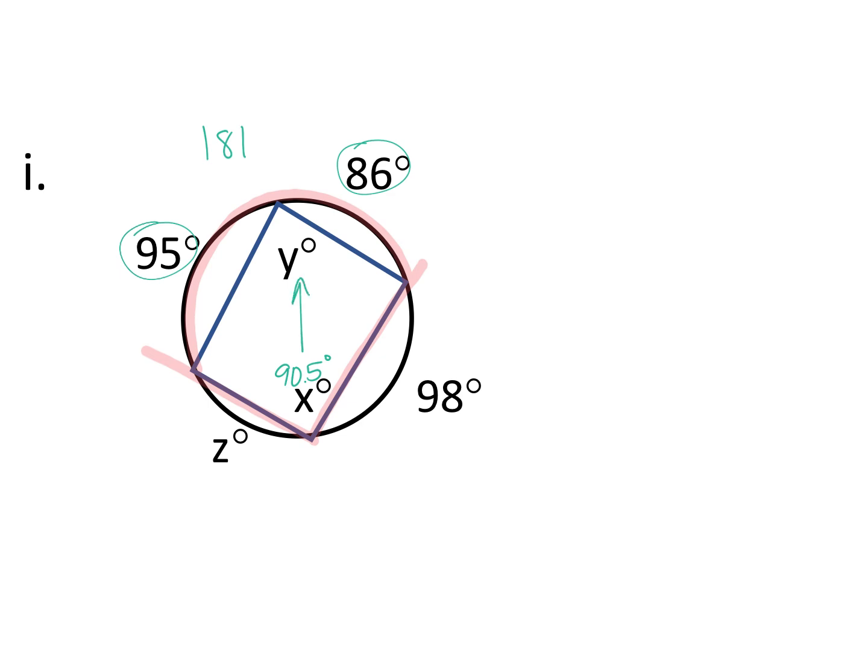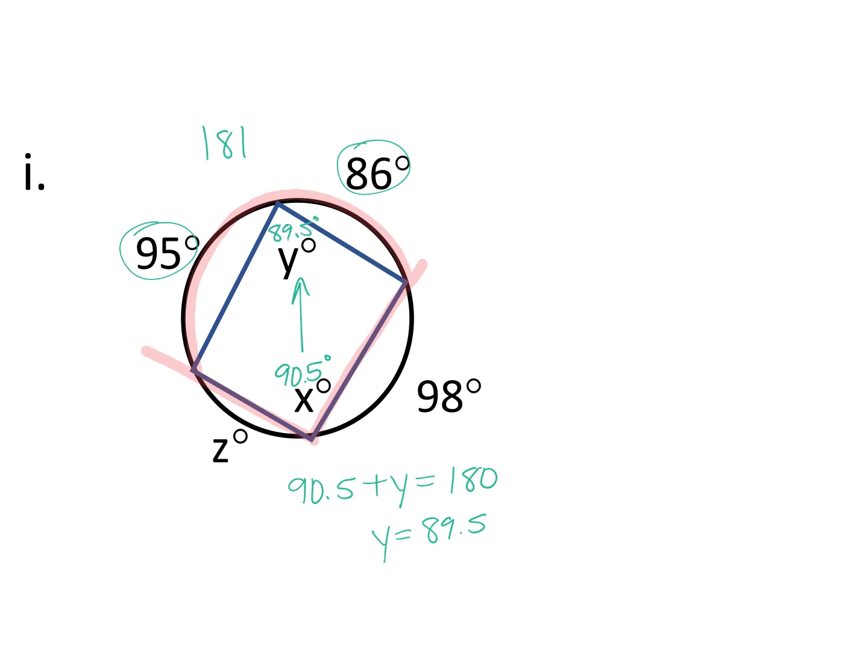And then keep in mind, opposites are supplementary. So 90.5 plus y should equal 180. So 180 minus 90.5 is going to give you 89.5 for this one.